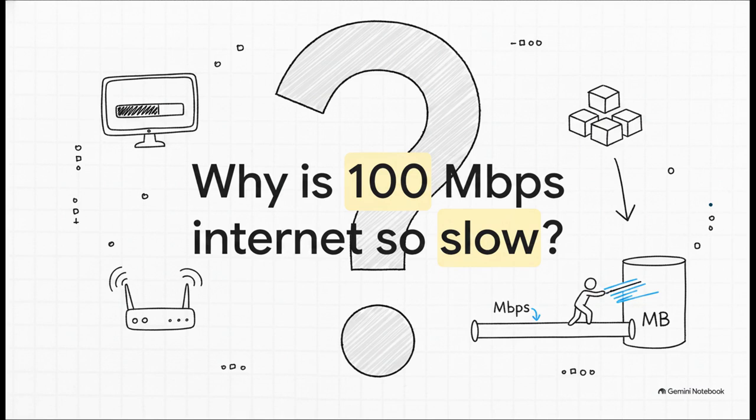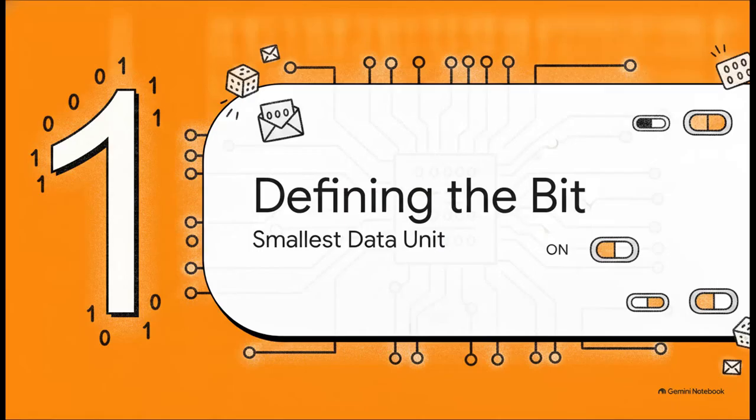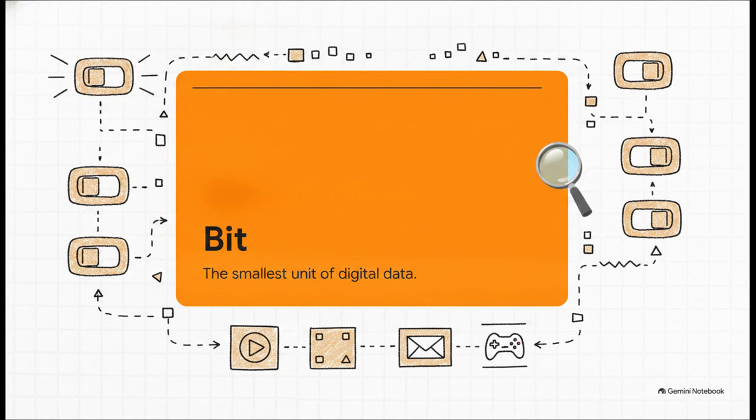Well, to solve this everyday frustration, we need to look at the absolute foundation of digital information. Section 1. Defining the bit, smallest data unit. To solve our internet speed mystery, we really have to start as small as possible. The core concept here is the bit. As a quick foundational recap, a bit is literally the absolute smallest unit of digital data that exists in computing. Think of it kind of like a single light switch. It can only be in one of two states, on or off. In computer language, that translates to a 1 or a 0.